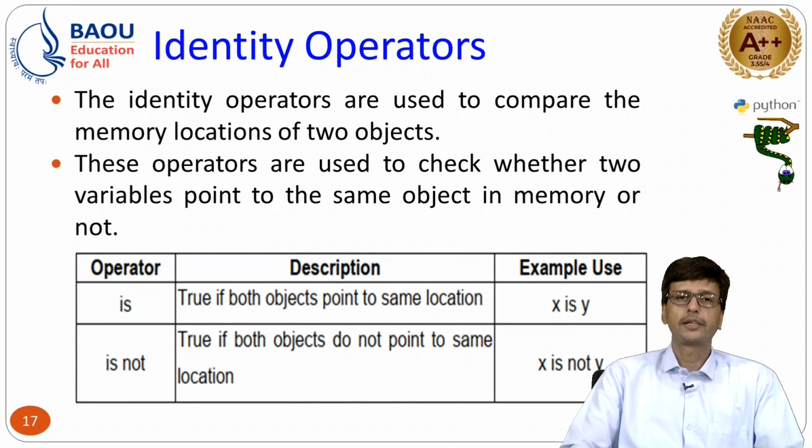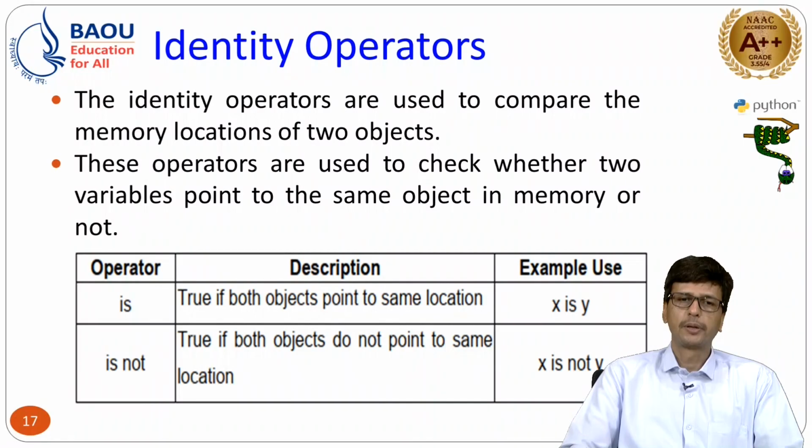Then after that, the identity operator. Here if you want to check the memory location of two objects, whether they are the same or not. Say for example, you are storing the same value in different variables. In that case what happens? It does not allocate separate memory, but normally it points to the reference of the previous variable, right.